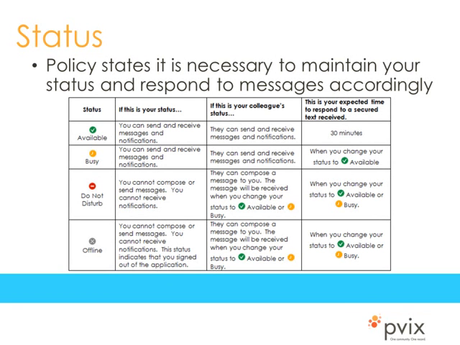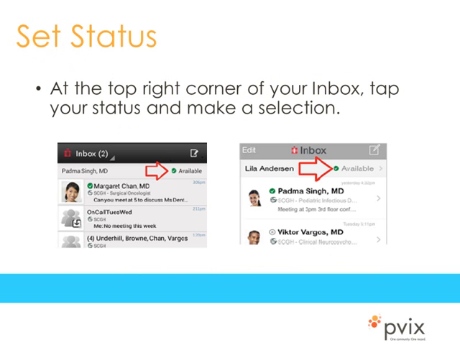If your status is set to Do Not Disturb, you cannot send or receive messages, but users can send you messages. These messages that users send you will remain in your queue until you change your status back to Available or Busy. When you change your status back to Available or Busy, you'll be expected to return messages at this time. To change your status, at the top right corner of the inbox, tap the Status and choose your selection from the menu that drops down.